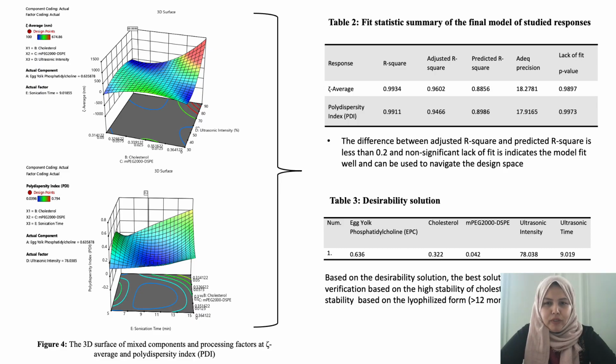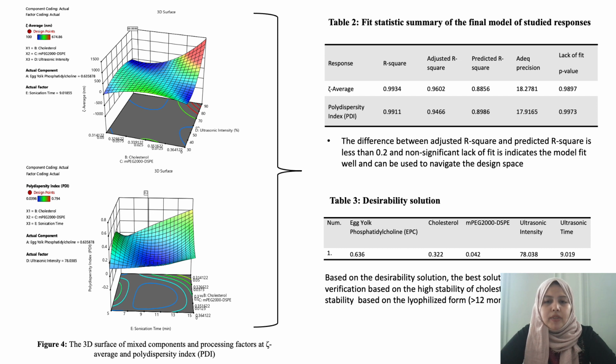The first step involved in model selection and fitting is to perform ANOVA and select the appropriate type of model. R-square is used as a measure of fit to a model. From the fit statistic summary shown in Table 2, the final reduced quadratic times quadratic model was appropriate to be used to navigate the design space. The adjusted and predicted R-square are in reasonable agreement, where the difference between both is less than 0.2. The non-significant lack of fit test is good, where it compares the deviation of actual points from the fitted model.